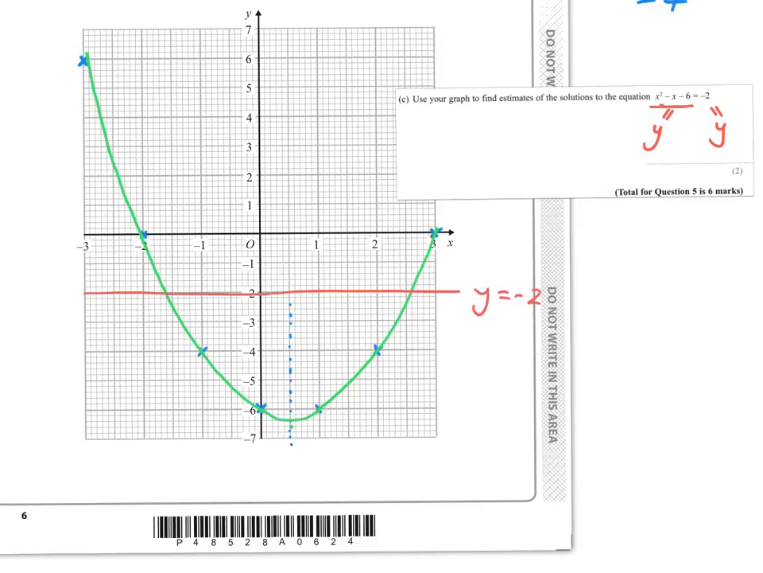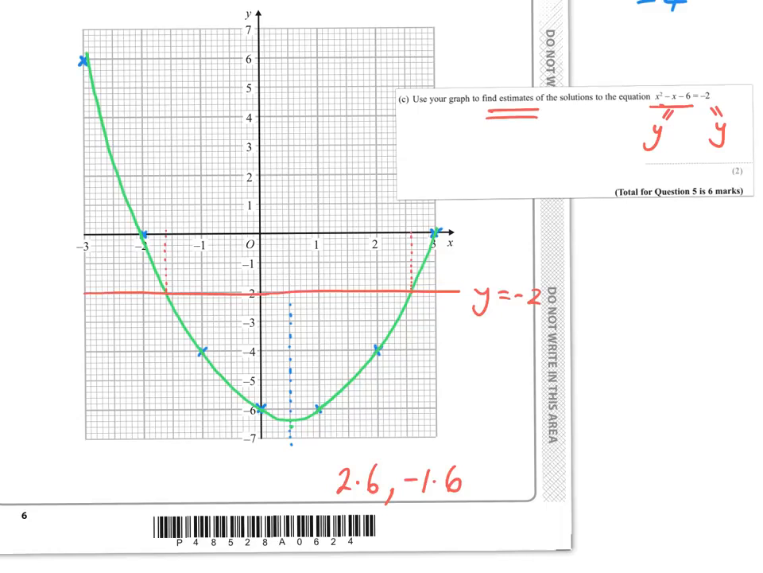And obviously you would use a ruler in the exam because we now have to try and read these off quite accurately. So we've got 2, halfway between 2 and 3 is 2.5. So it looks as though we've got 2.6 there as one of them. And here, I'd say negative 1.6. And that's just using our graph to find estimates.